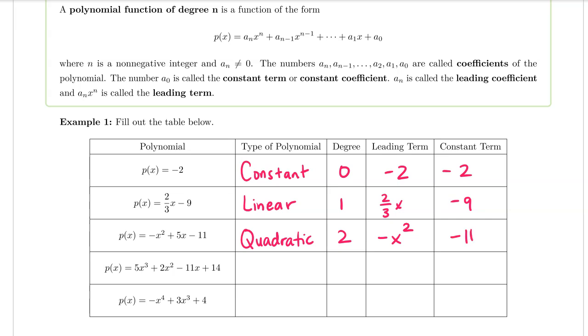I'm going to go ahead and continue filling out this table. So in the last two rows, we have a cubic polynomial and a quartic polynomial. A cubic polynomial is a polynomial that has degree 3, and a quartic has degree 4, and the leading terms and the constant terms are there in the table.